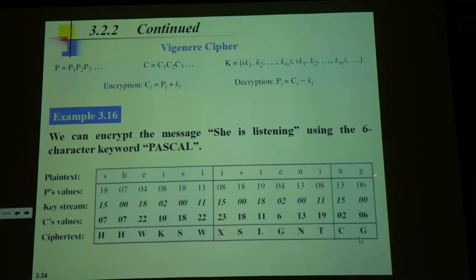You divide the message, then convert it to numeric plaintext values. The key is Pascal: P is 15, A is 00, L is 11, and you repeat the key for every 6 characters. Then you create the ciphertext. You add them modulo 26, and that's the result. That's Vigenère encryption.